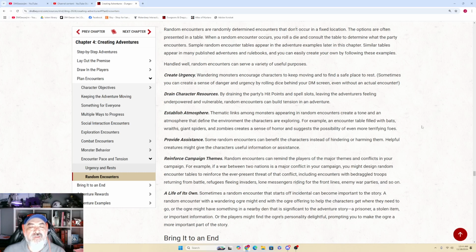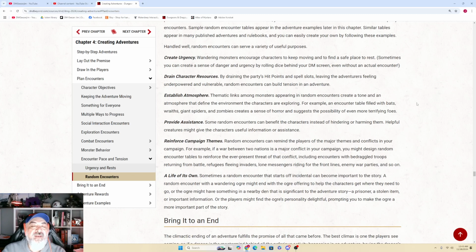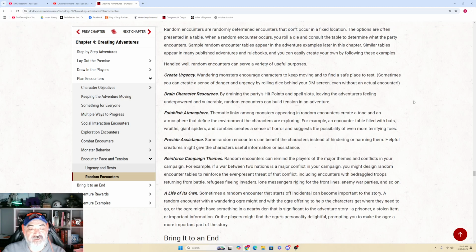Establishing atmosphere. Thematic links among monsters appearing in random encounters create a tone and an atmosphere that define the environment the characters are exploring. For example, an encounter table filled with bats, wraiths, giant spiders, and zombies creates a sense of horror and suggests the possibility of even more terrifying foes. Provide assistance. Some random encounters can benefit the characters instead of hindering or harming them. Helpful creatures might give the characters useful information or assistance. Reinforce campaign themes.